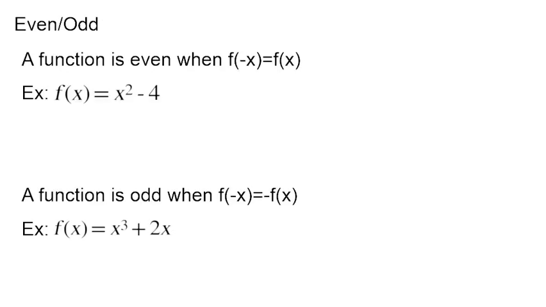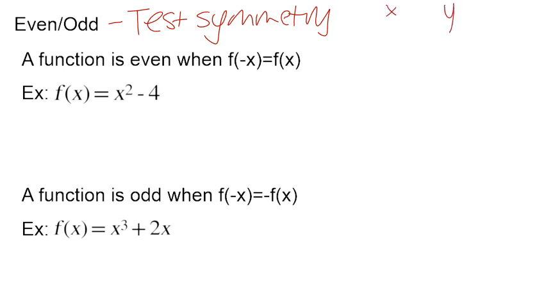Even and odd functions. Even and odd is another way to test symmetry. Back when we were testing symmetry before, we talked about x-axis symmetry, y-axis symmetry, and origin symmetry. Here's the deal with x-axis symmetry. Our x-axis symmetry looks something like this. The problem is that that is no longer a function, because it doesn't pass the vertical line test. So it's not possible to have x-axis symmetry with a function. So we don't even need to worry about that.